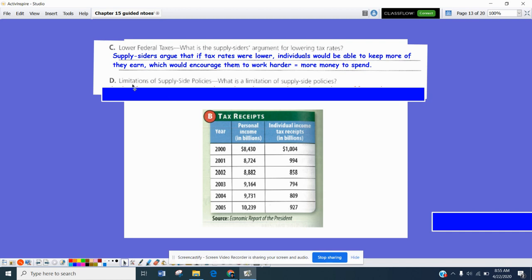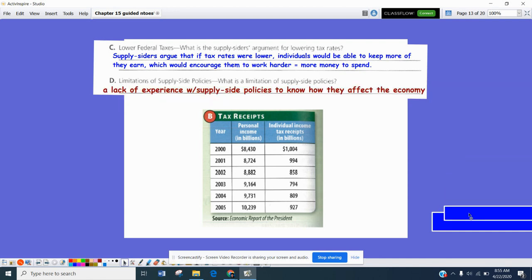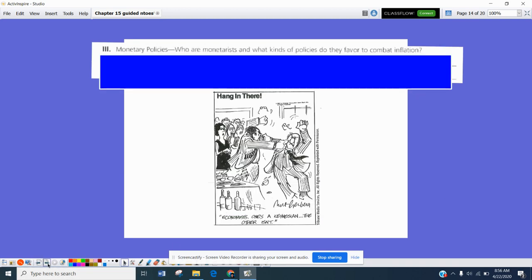There are limitations of supply side policy. There's a lack of experience with supply side policies to know what effect they can have on the economy. And sometimes when we implement policies, we've got to remember when we write legislation, it's not just one political party, it's both parties, if not independents as well. And sometimes we don't know what the full impact is going to be, because everything is still in flux when you talk about all the different variables that are out there. So that's one limitation that we have to really be aware of.